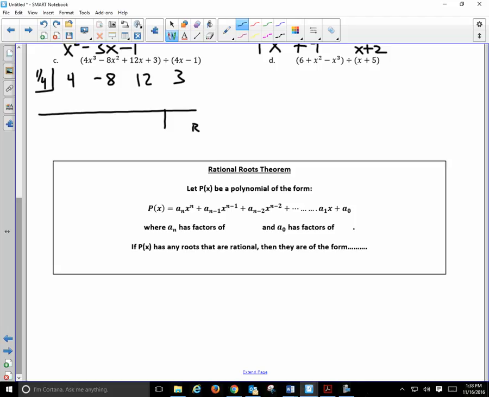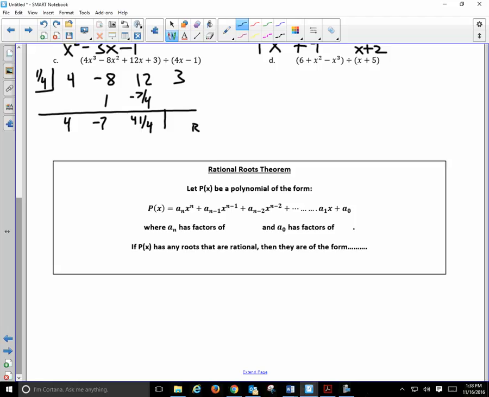I drop the 4. What's -7 times 1/4? -7 over 4. 12 plus -7/4. Oh no, I got to find common denominators. So I've got 48 over 4, and -7 over 4 will make 41 over 4.